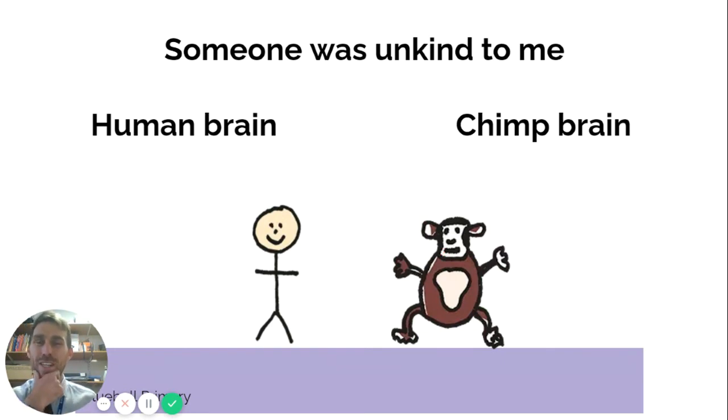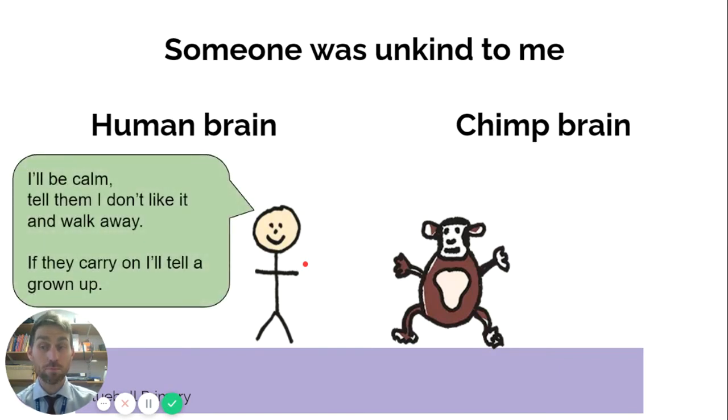Now, imagine you're in the playground or something and someone does something to you that's unkind. It's Miss Plowman's favourite word, being kind. And hopefully no one would be unkind, but it could happen. And so what might happen is the human brain reacts. The human brain would probably go, I'll be calm. Then I'll tell them I don't like it and I'll just walk away. And then if they carry on, probably go and tell a grown-up.